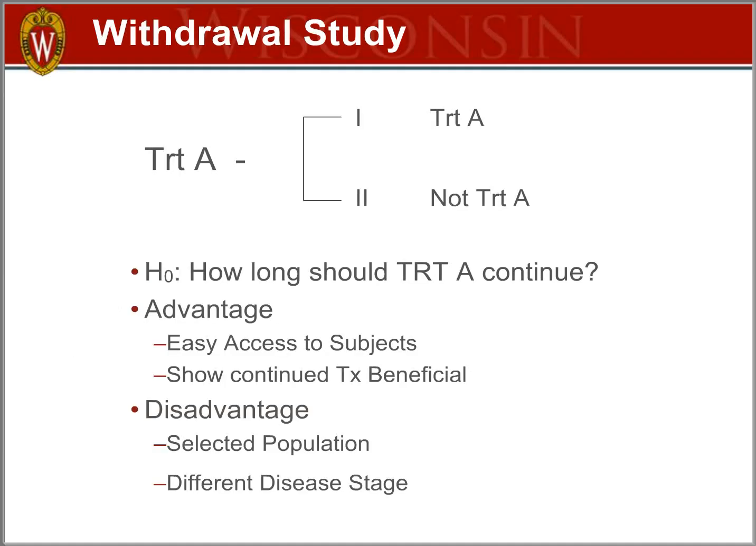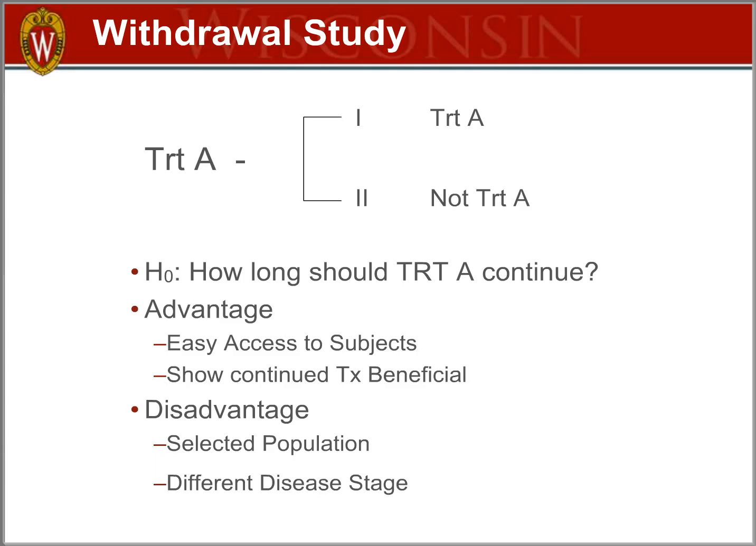Another design not used very often is the withdrawal study. Imagine you have a therapy, say a beta blocker following a heart attack, and you know it's effective in reducing mortality over some period of time following that heart attack. The question is, how long should you continue the beta blocker? One way to examine that is to, at some point in time, 2 years, 3 years, randomize the patients to either keep taking the drug or to stop taking the drug.